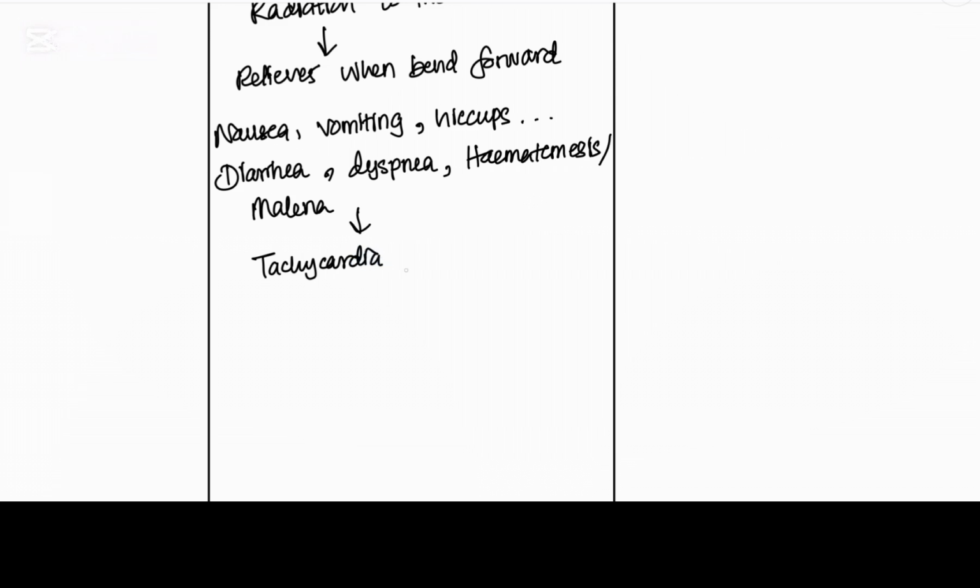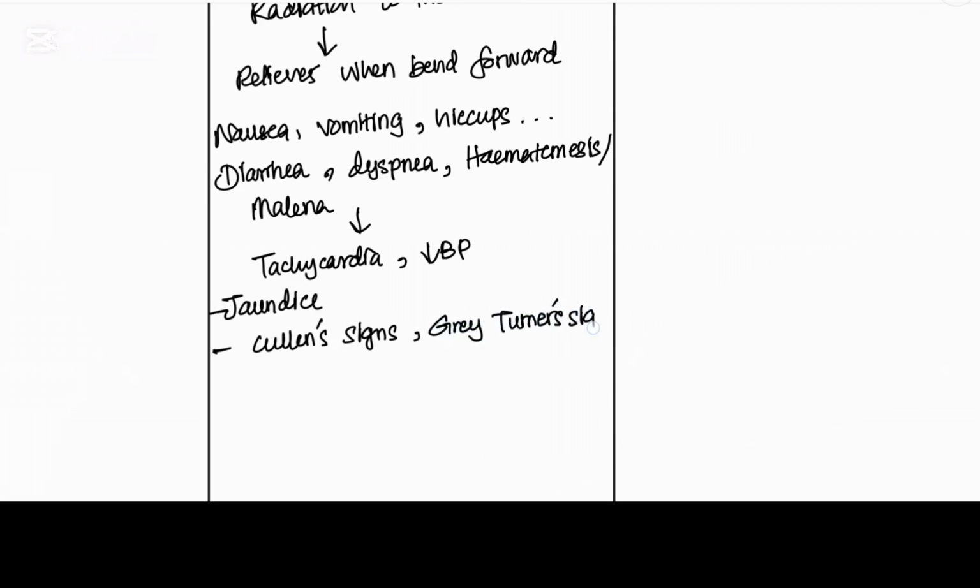In the vital signs, they will have tachycardia, and they might have hypotension. They might come with jaundice because of bile duct obstruction. And then they might have Cullen sign and Grey Turner sign.